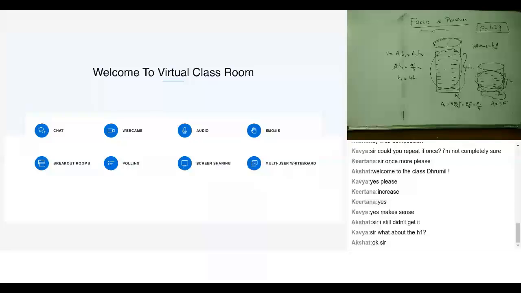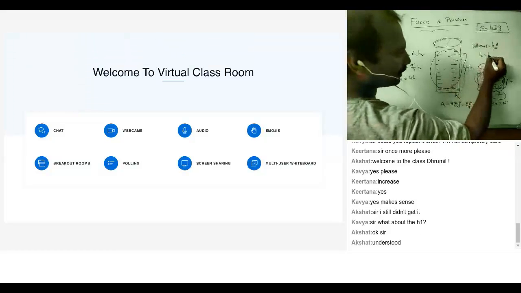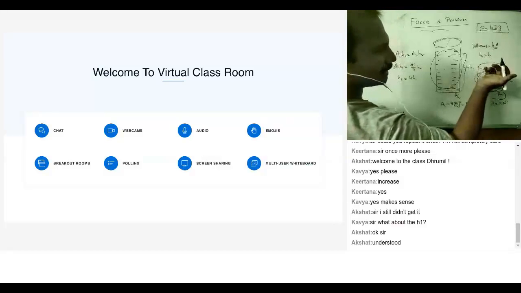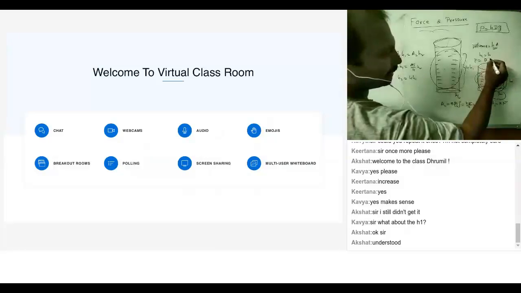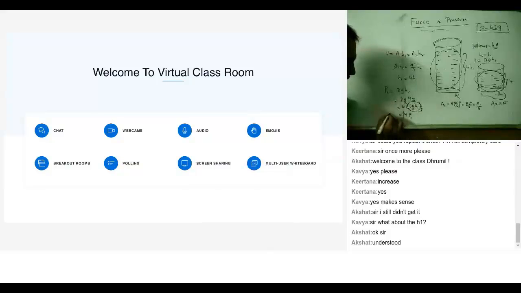So what happens to H1? H1 is not given to us, but pressure is given to us. H1 equal to H. Pressure is D into G into H1. This is given to us. What is the pressure at the second base? Can I write D into G into H2? So this is D into G into 4H1. I take 4 outside. What is the full form of DGH? D is density, G is acceleration due to gravity, and H is height. So what is DGH? Pressure, P1. So P2 equal to 4P1.